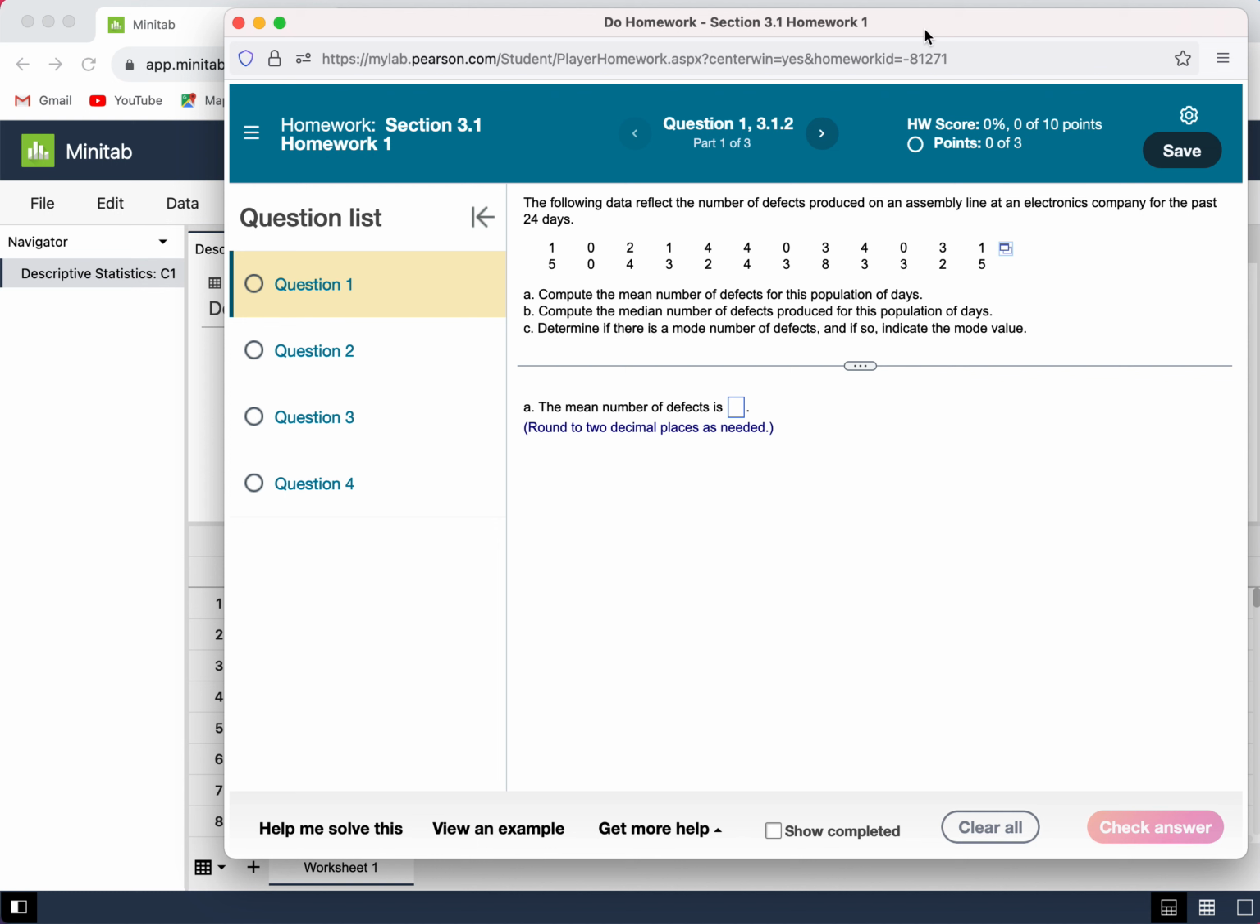So now I'm going to enter my answers. One thing that is really important to pay attention to in my lab is how it wants you to round numbers. It's going to be a little bit different between the different problems, so you need to make sure that you're checking every time. So in this case, it's asking me to round the mean to 2 decimal places.